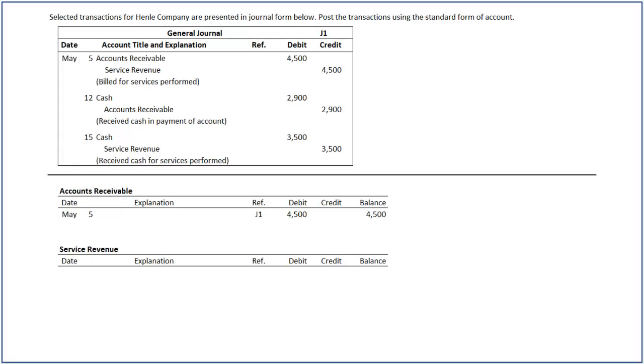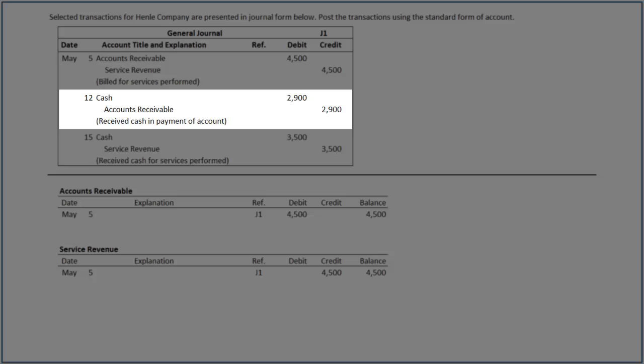Similarly, in the service revenue ledger account, we first enter the date and the journal page. Then the amount of $4,500 is entered in the credit column, which results in a balance of $4,500. On May 12th, the company received cash in payment of account. In the journal, cash has been debited and accounts receivable has been credited for $2,900.